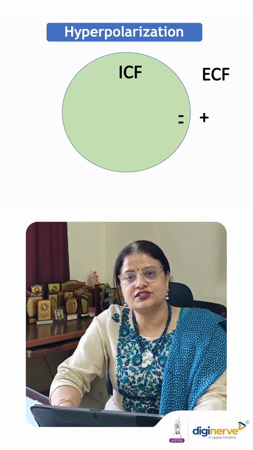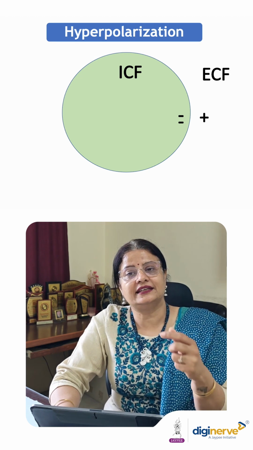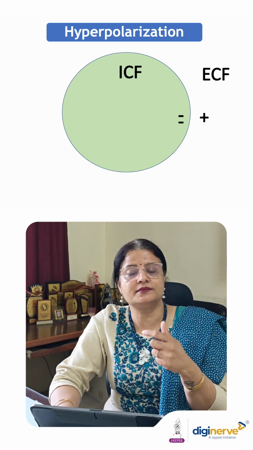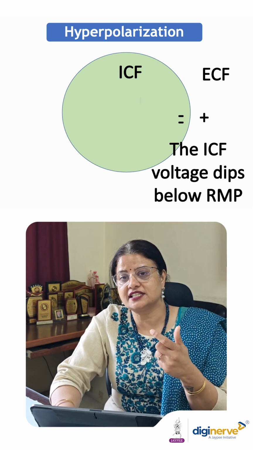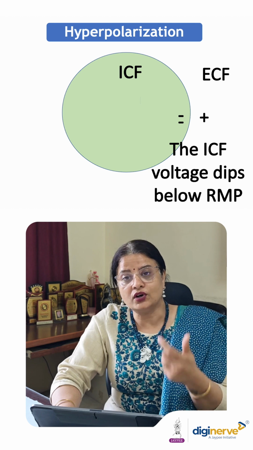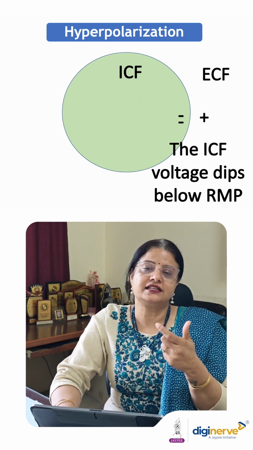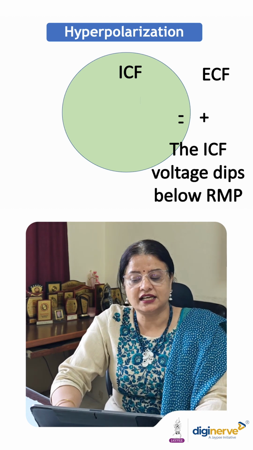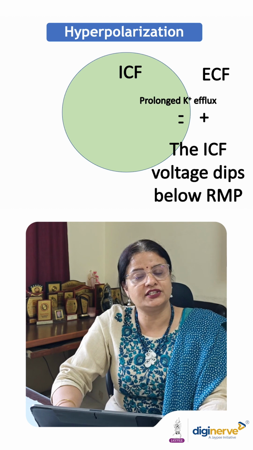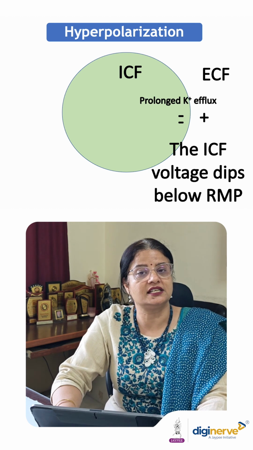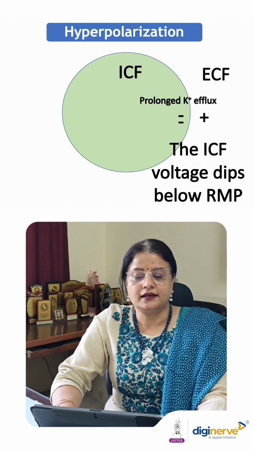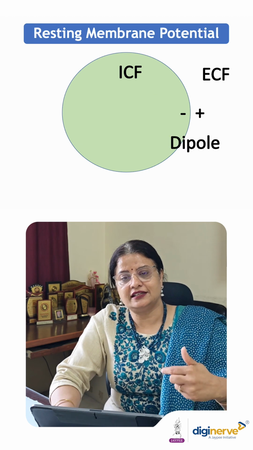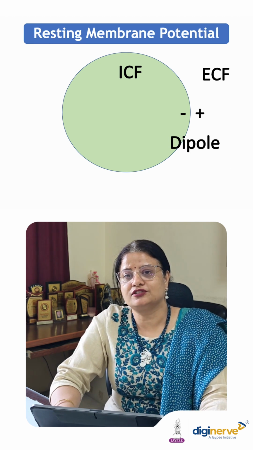Hyperpolarization is a state when the negativity or the dipole becomes very strong. The intracellular fluid becomes more negative even than the resting membrane potential. This occurs because of the prolonged potassium efflux, because the potassium channels are slow to respond. With that, the resting membrane potential is restored.